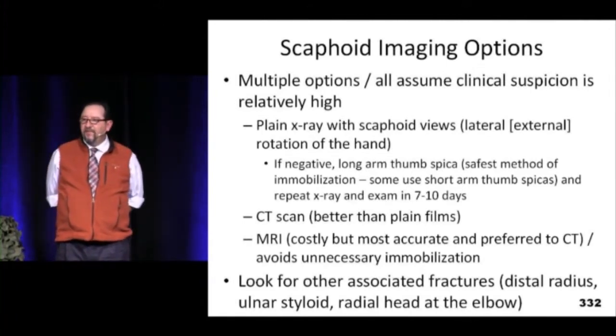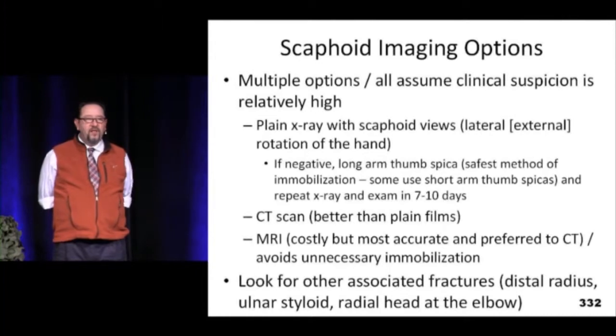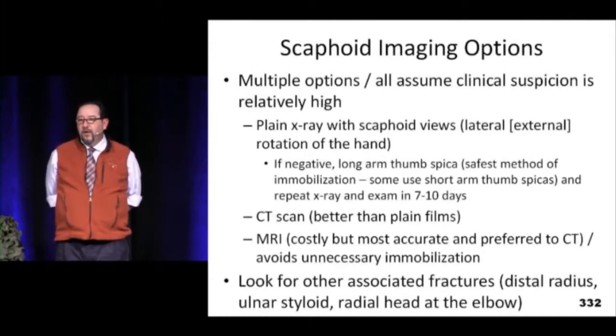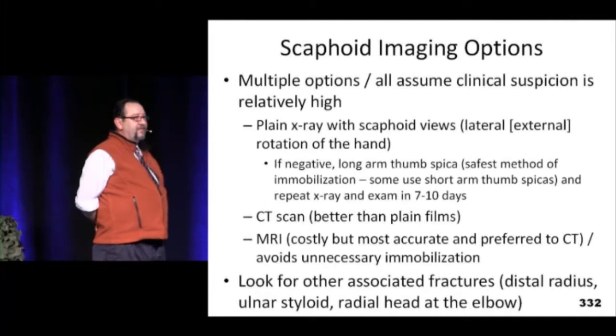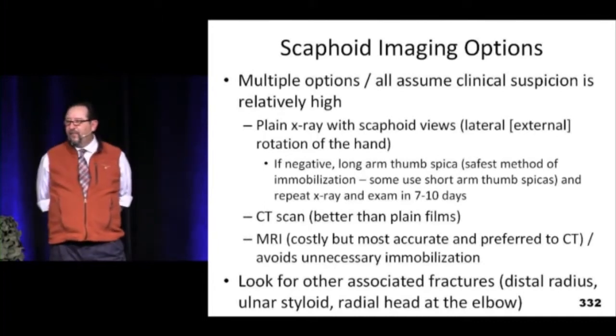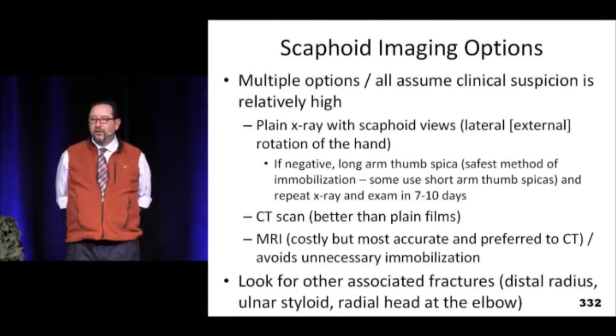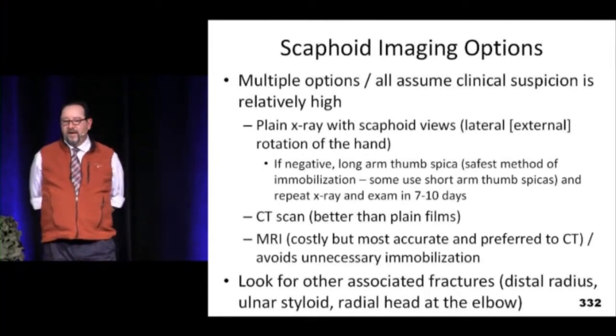There are a lot of options here. You could do the plain films and see if you find it, and most people start there. And then if you're really worried, you could go straight to MRI to identify it. That's obviously going to be expensive, require some explanation. Some people say that's better than being placed in a cast for a week. They'll look at you, doc, I got a job to do. I need to know if this is broken. So there might be economic considerations.